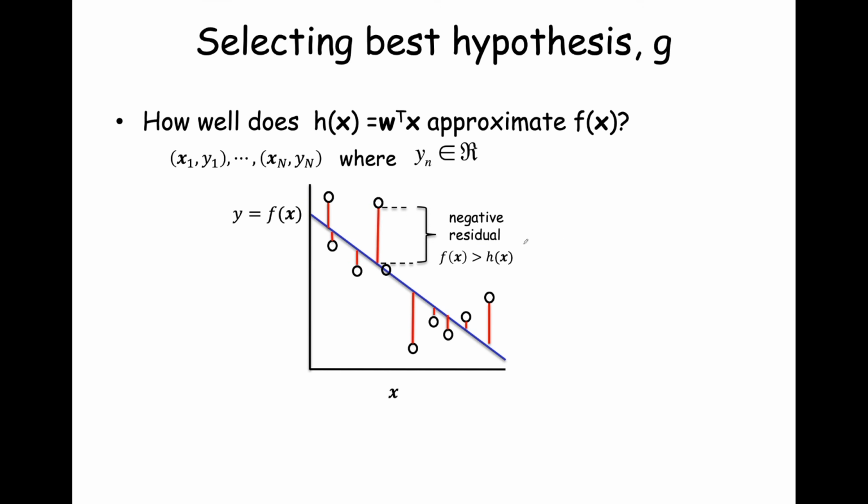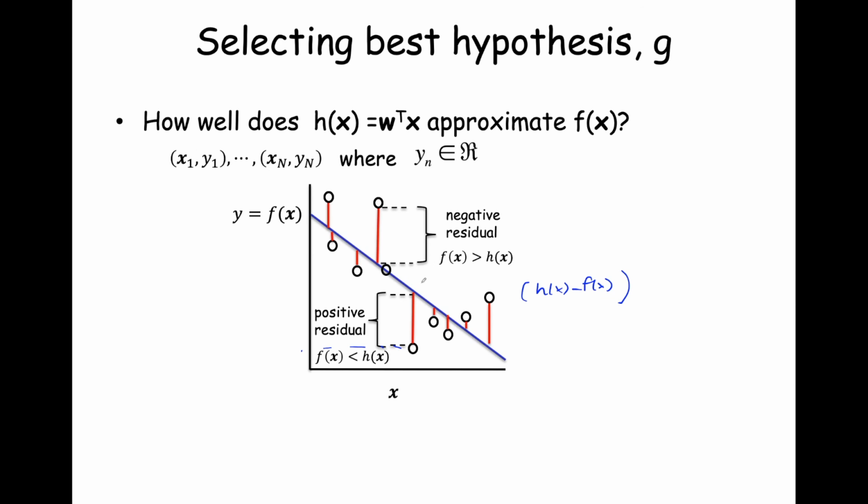Now in this particular case, we have a negative residual. We have our ground truth target function, f of x, is greater than h of x. If we said h of x minus f of x and f of x is greater, that's going to be a negative residual. If we look at that other input, that's a positive residual. f of x is less than h of x. So that difference, h of x minus f of x, is going to be positive. So we have positive residuals and we have negative residuals.